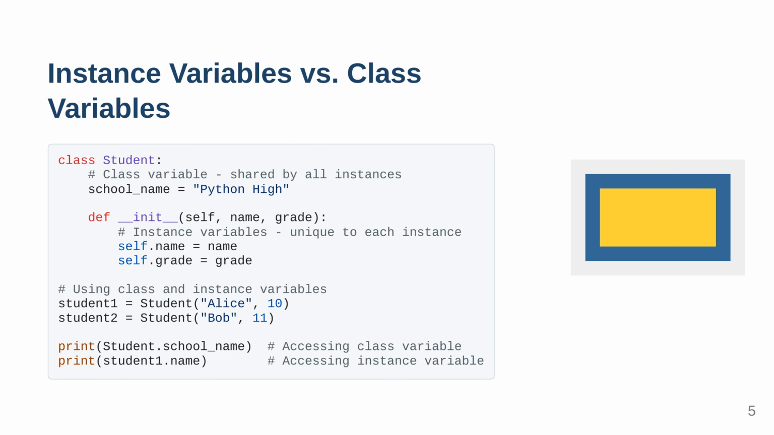Class variables are shared among all instances of a class, while instance variables are unique to each instance. Class variables are defined directly in the class body, while instance variables are typically defined in __init__. Be careful with mutable class variables as they can lead to unexpected behavior when modified. Understanding this distinction is crucial for proper OOP design.